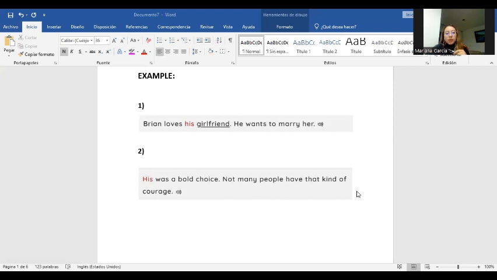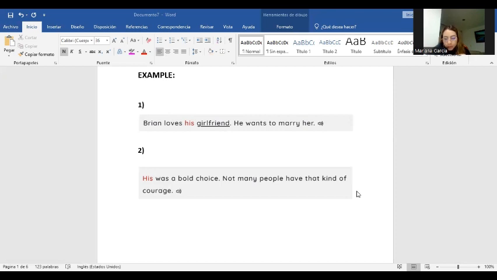Okay, and looking at the second one, say, "His was a bold choice. Not many people have that kind of courage." In this case, we're talking about a choice.